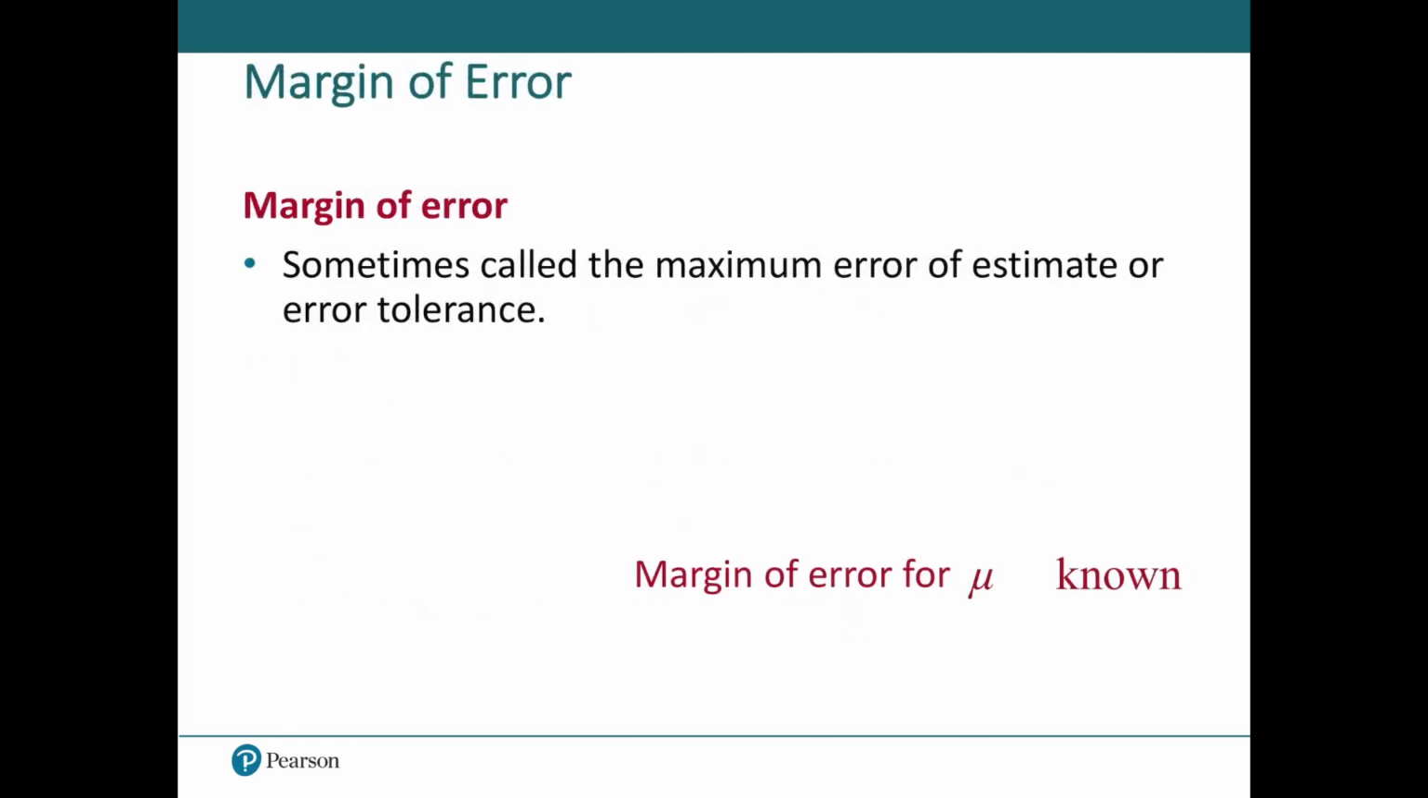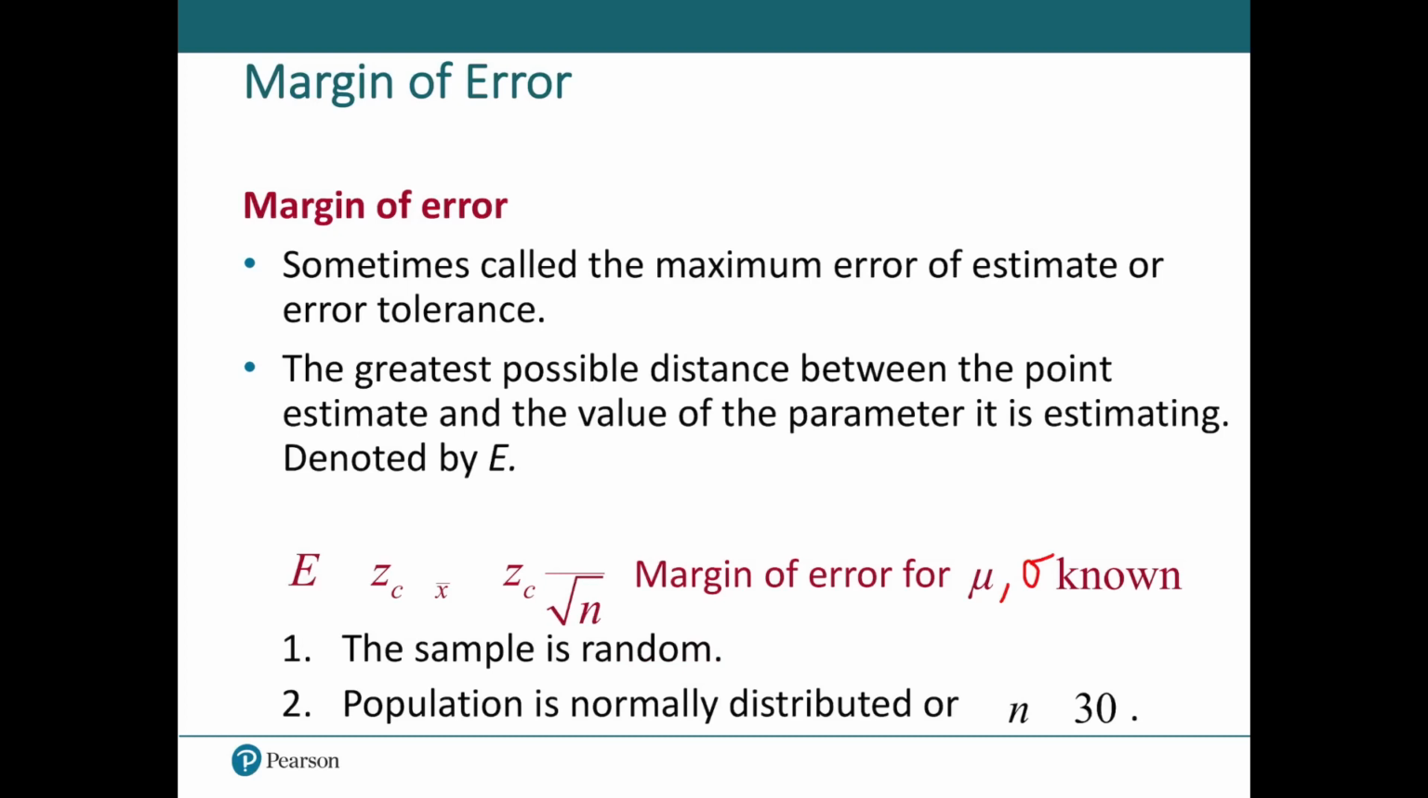The x bar, of course, varies from sample to sample, which is a sad truth. The margin of error, sometimes the margin of error of estimate is called tolerance, and the margin of error for mu, where sigma is known, because if sigma is unknown, we're in a different section and a different distribution, but that's for later. It is the greatest possible distance between the point estimate and the value of the parameter it is estimating, denoted by the margin of error E.